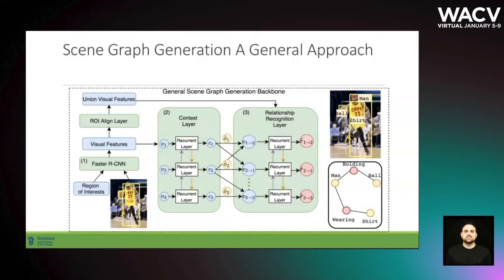State-of-the-art scene graph generation systems consist of three layers. The first, an object detector, used to detect objects and extract regional features from the image. The second, a context layer, used to contextualize regional features such that they are represented in a context of either subject or object. And last, a relationship recognition layer that infers the correct relationship between pairs of objects.